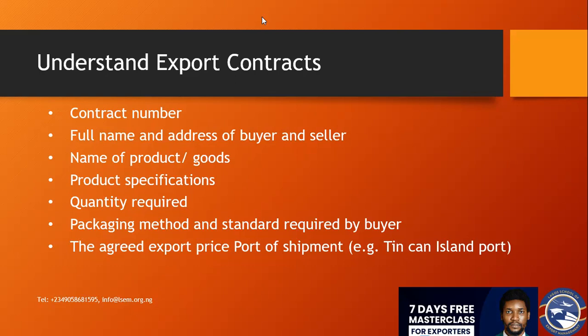This is just a number that is generated by either you or the buyer. Most especially when you know that you're going to be having a long term contract, a long term relationship with the buyer, it's good to generate a contract number. You can use this when you are giving out your commercial invoice, your package, so you have that number on it. The full name and address of you as the exporter and the buyer will also be on the contract. The name of the product or goods.